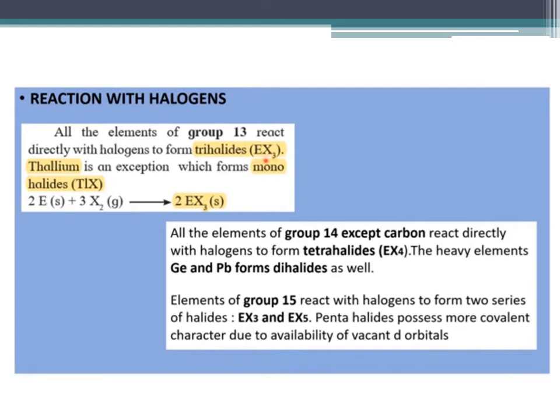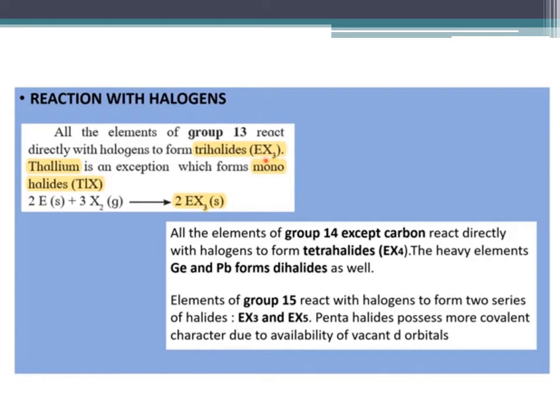But my dear students, there is one exception, and that exception is the lowest element of group 13, that is thallium. Thallium is an exception which forms a monohalide. So my dear students, over here there are not three halogen atoms linked, but only one halogen atom.